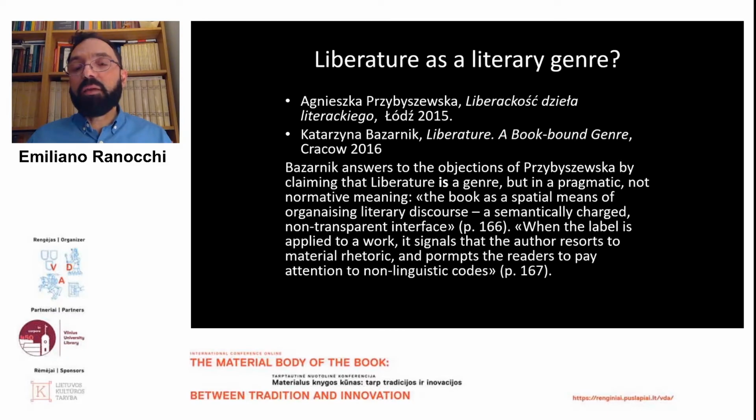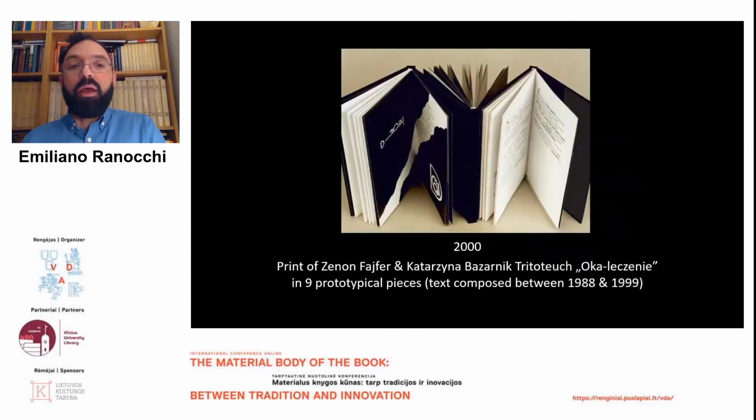In this book, Bazarnik poses a pragmatic idea of literary genre, so not a normative one. It is not something which has to show a mandatory way, but a label which signals that the author resorts to material rhetoric and prompts the reader to pay attention to non-linguistic codes. This was a quote from the book. The book is a special means of organizing literary discourse, a semantically charged, non-transparent interface.